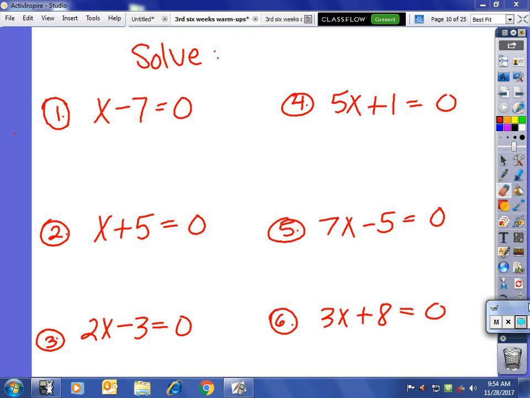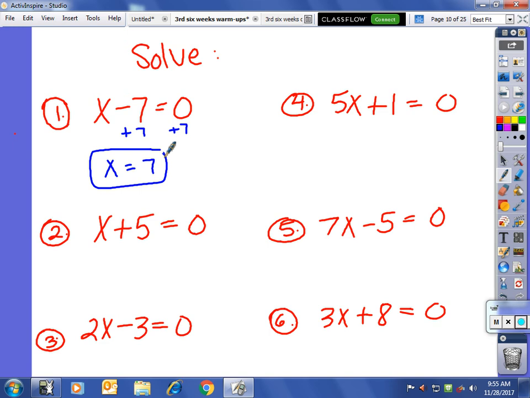Kids don't like equations that look like this. Why? Because it's set equal to 0, and for some reason that freaks kids out. But it's a very simple problem. Look at number 1, x minus 7 equals 0. What number minus 7 equals 0? 7. Okay, so all you got to do is follow your rules. Get rid of the minus 7 by doing plus 7, and 0 plus 7 is just 7. So it's a very simple equation. Doesn't 7 minus 7 equal 0? That's the answer.